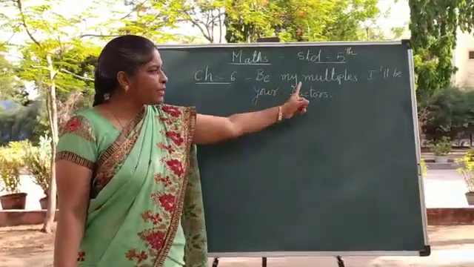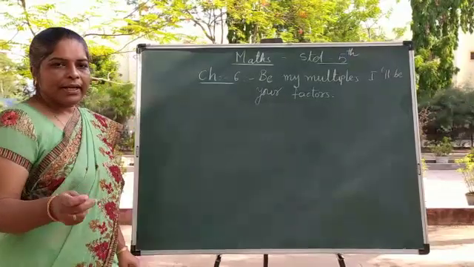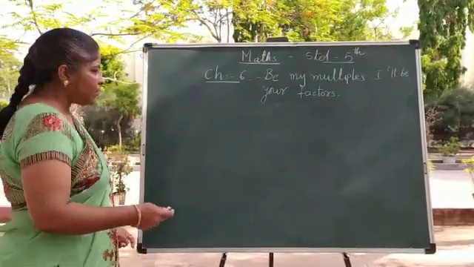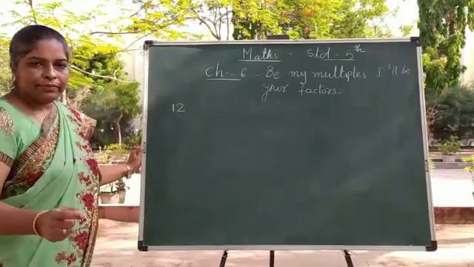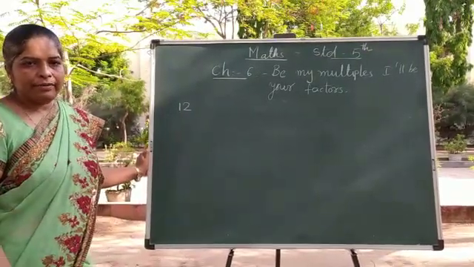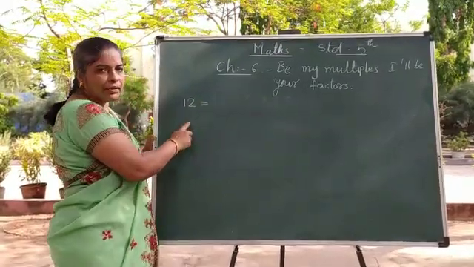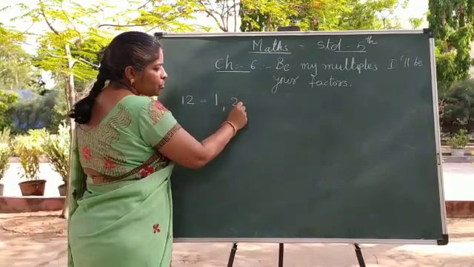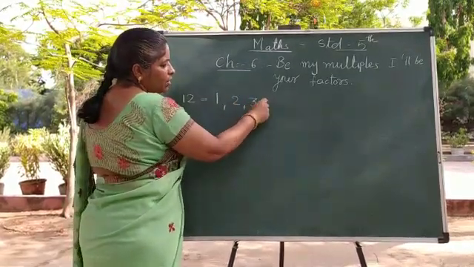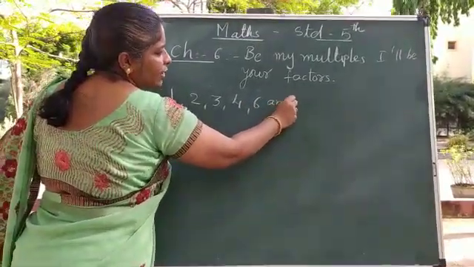Be my multiples, I will be your factors. Now what is a factor? I am going to explain it with an example. For example, take 12. 12 is a given number and you are supposed to write the factors. Factors means the numbers by which you can divide 12. So 12 can be divided by 1, 2, 3, 4, 6 and 12 itself.